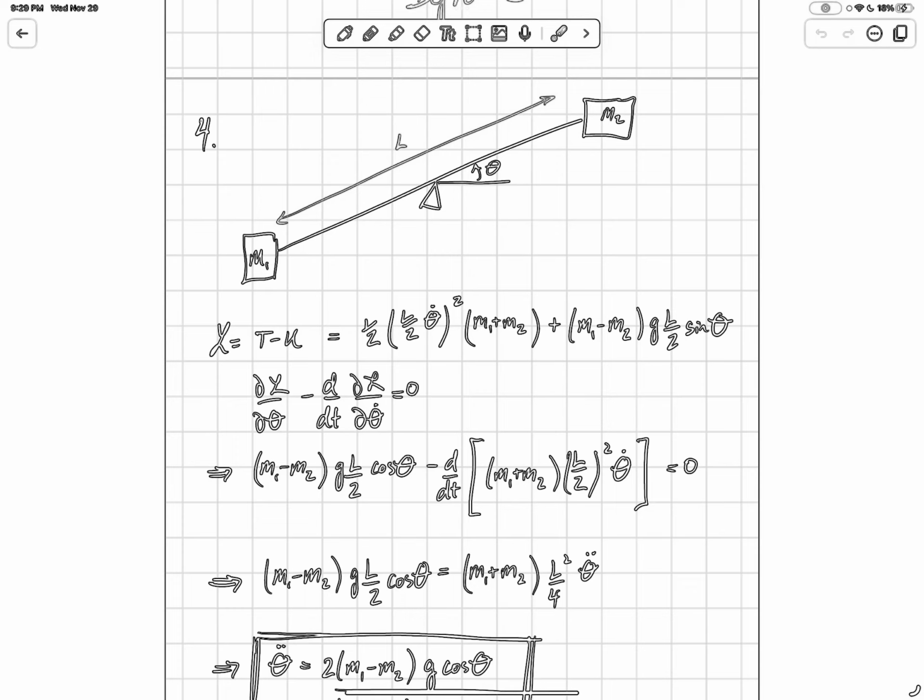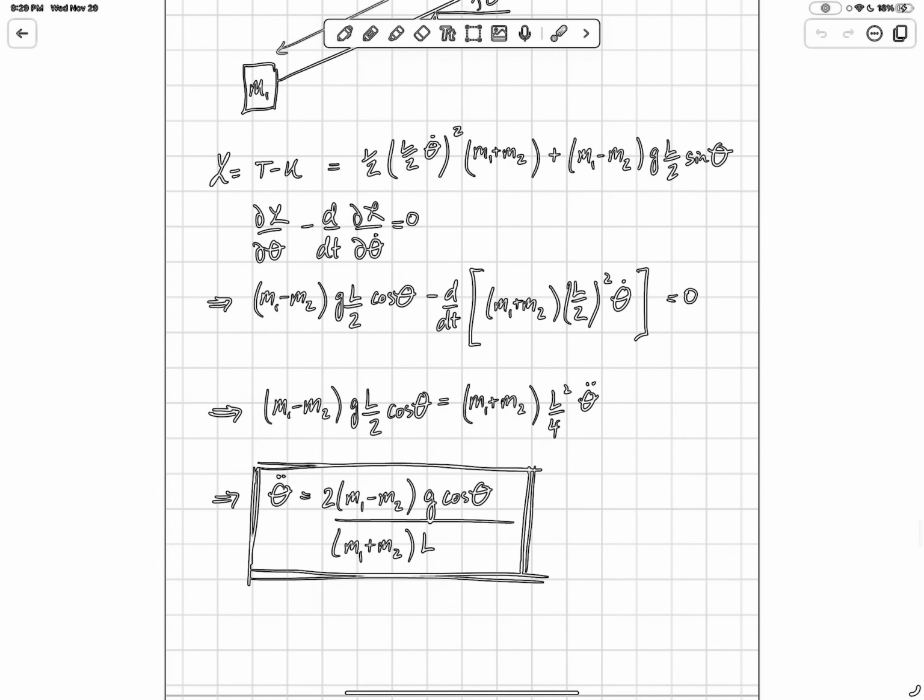Taking the partial of L with respect to theta, you get this first term here. And taking the partial of L with respect to theta dot, you get this term here in the square brackets. Taking the time derivative of that, you get a theta double dot. And if you rearrange things all nicely, you get the formula for the motion: theta double dot equals 2 times the difference in masses, g cos theta, over the total mass times L. And if you move this L over to the other side, you'd have L theta double dot.